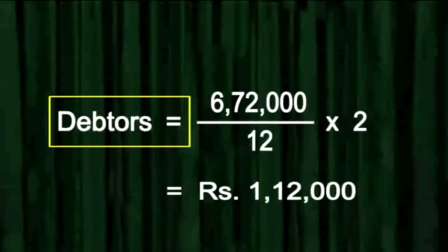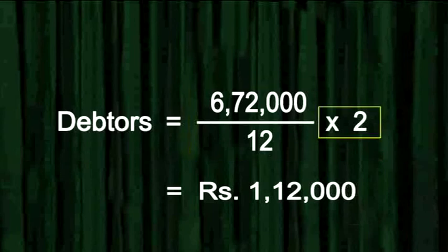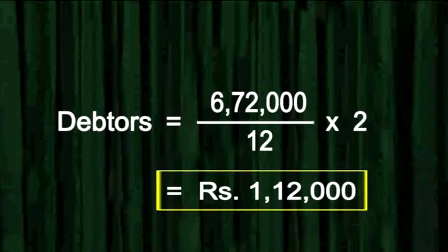6,72,000. Now, we have both the things, credit sales and the debtors collection period. It is 2 months and credit sales annually is 6,72,000. So, dividing 6,72,000 by 12 and multiplying it by the collection period, we can get the estimated debtors. So, it is coming as 6,72,000 divided by 12 into 2 is equal to rupees 1,12,000. So, with this we have learned how to compute debtors.